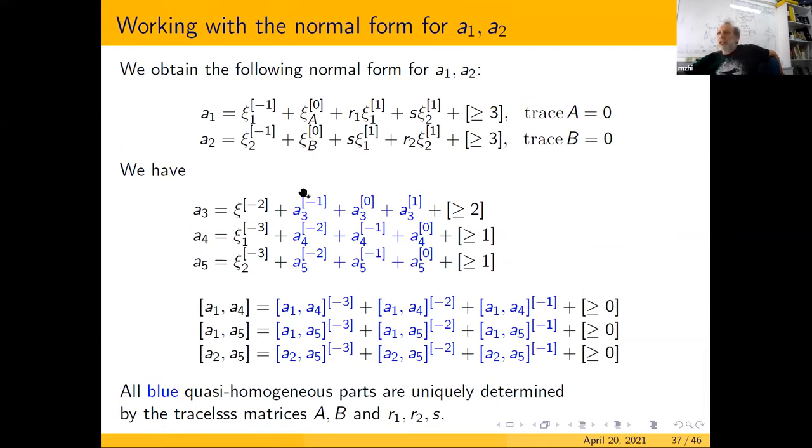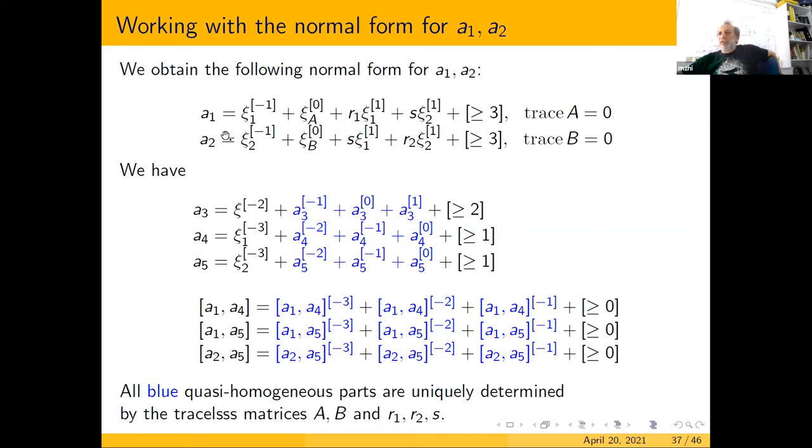You see, here the matrices A and B were a priori arbitrary, and now they will be traced matrices A and B. And here there was some number; now these are two numbers, here is S and here is the other. That's what we can do. And now we can just calculate using the table of structure relations for G2.